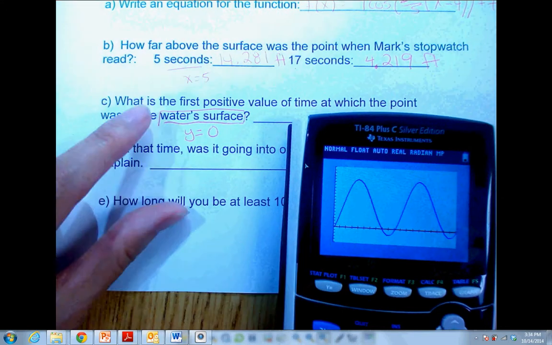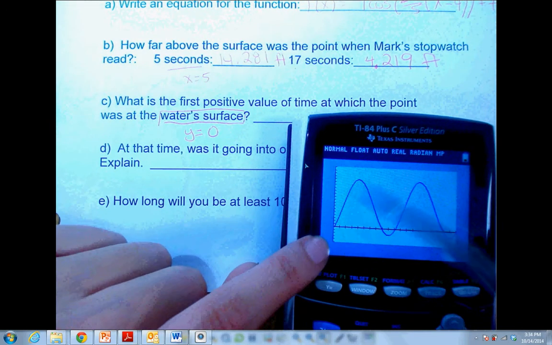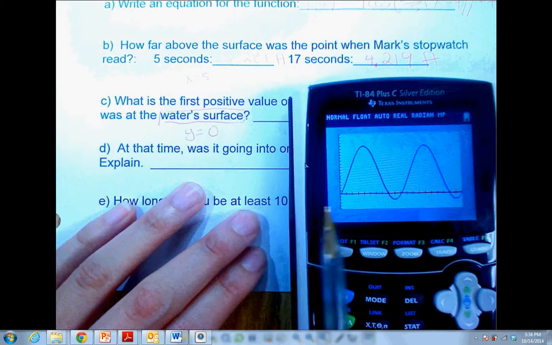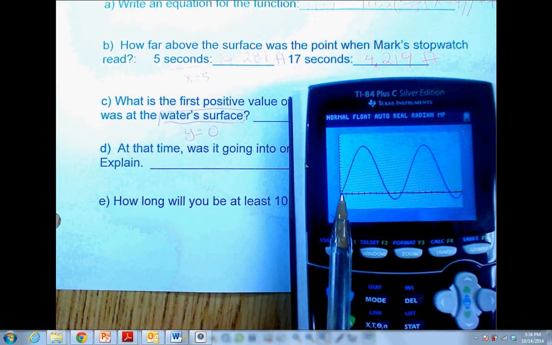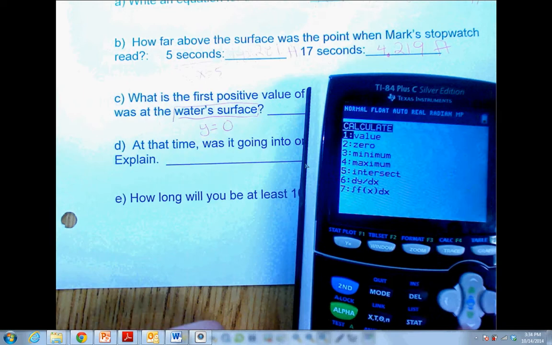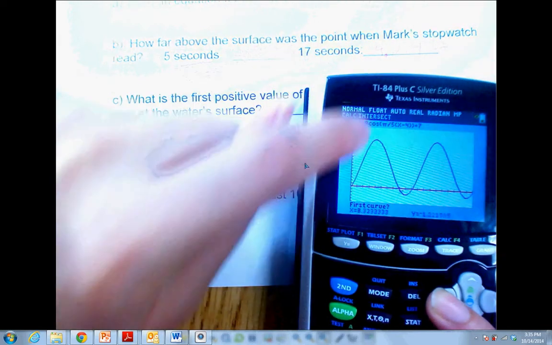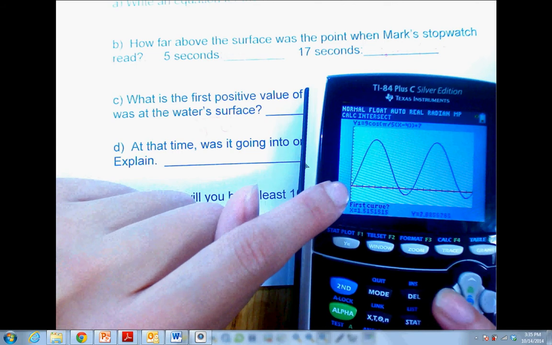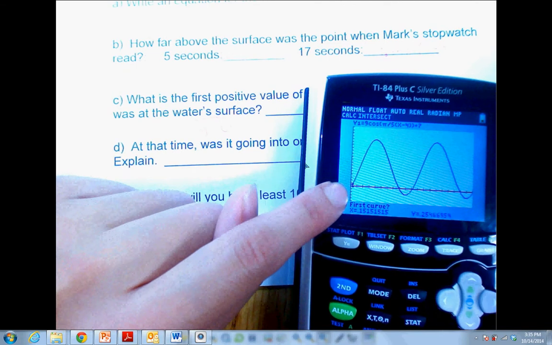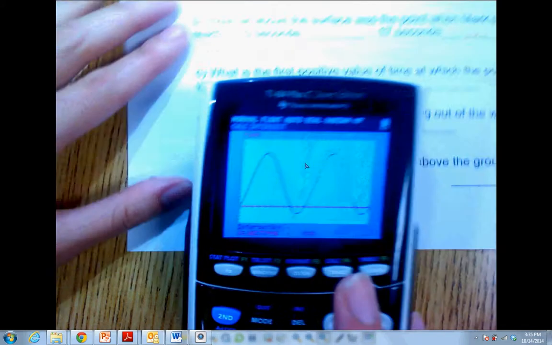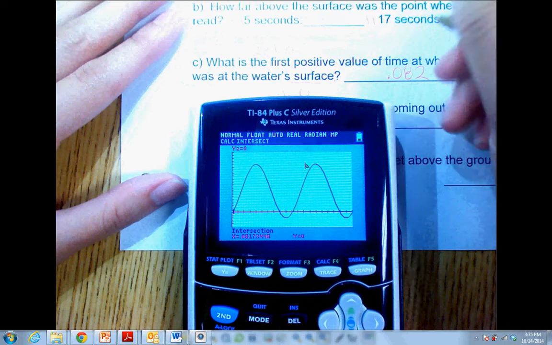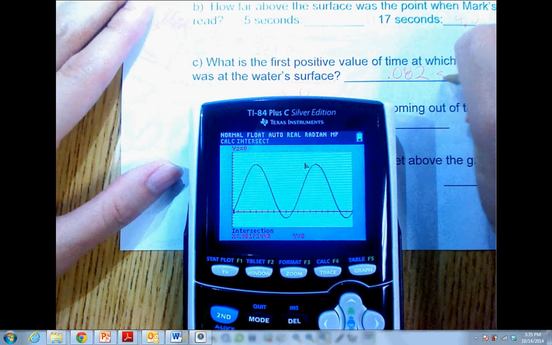I want the very first time that this graph intersects this line. If you look really closely, you can tell the first time it intersects is actually going to be right here, very, very close to the y-axis. So I'm going to go second trace, intersect, and then move my cursor all the way over here to this very first intersection point, which again is kind of hard to see, but it's right on the edge. So then enter, enter, enter. It gives you an intersection of 0.082. Again, we're rounding. And because this is your x value, this is time, which is in seconds.